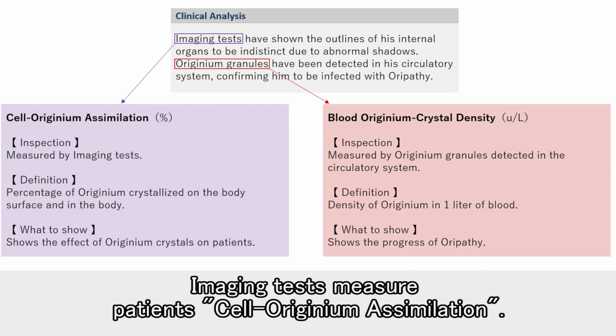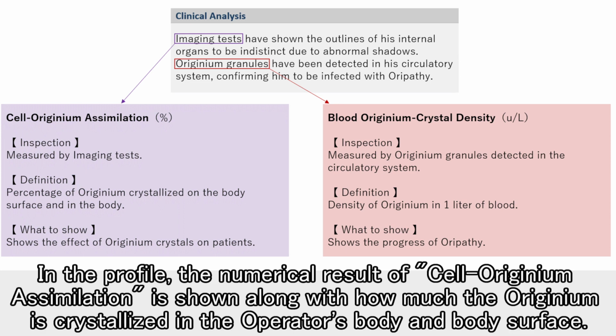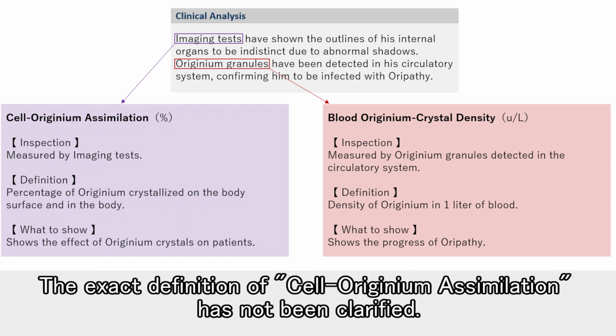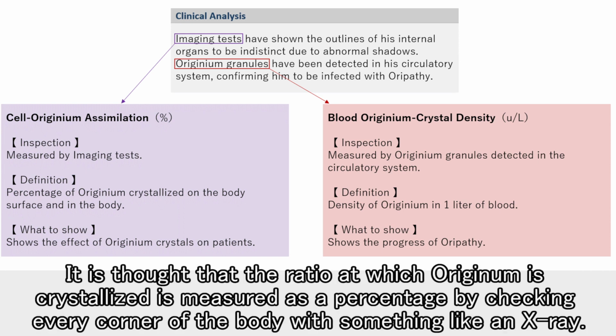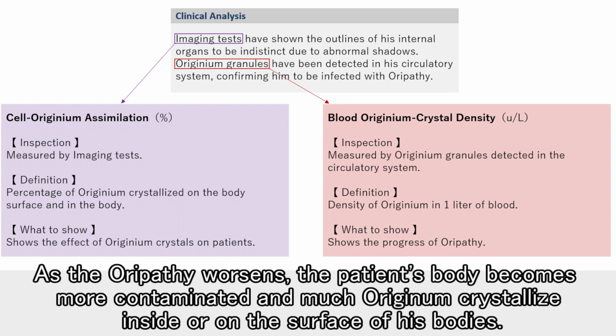Imaging tests measure patients' Cell-Originium assimilation. In the profile, the numerical result of Cell-Originium assimilation is shown along with how much the Originium is crystallized in the operator's body and body surface. The exact definition of Cell-Originium assimilation has not been clarified. It is thought that the ratio at which Originium is crystallized is measured as a percentage by checking every corner of the body with something like an X-ray. As the Oripathy worsens, the patient's body becomes more contaminated and much more Originium crystallizes inside or on the surface of his body.